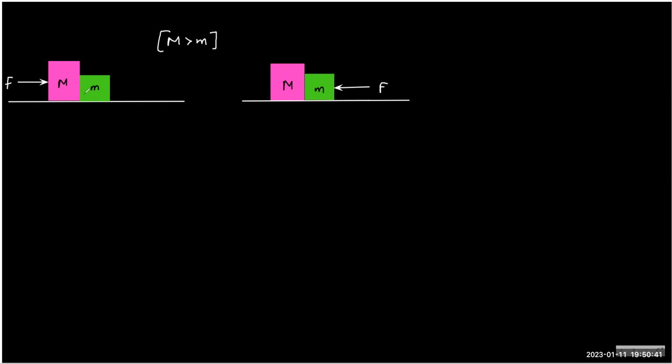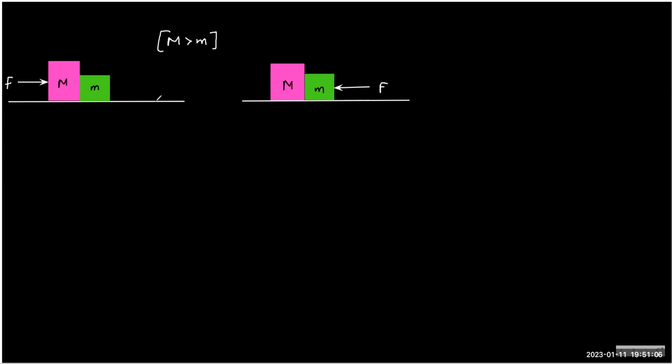Okay, tell me what will be the acceleration in each case? Value wise, same or different? It's the same. Yeah, so if the surface is smooth, the acceleration is going to be the same. And what will be the value of acceleration in each case? F by m plus m.